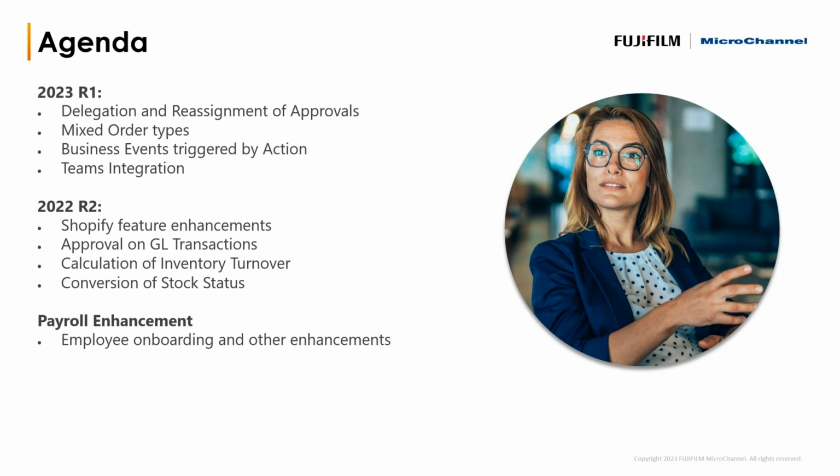and these would include things like being able to send orders directly from MYOB to Shopify. We'll talk about the approvals on the GL transactions, a new generic inquiry called inventory turnover, which allows us to calculate our turnover of stock over a period, and the conversion of stock status, so moving stock from a stock item to a non-stock item, and why we would want to do these kinds of things. And then we would discuss some of the new features that are being rolled out in the payroll and what they're entailing. Right, so I'm going to hop into my demo.